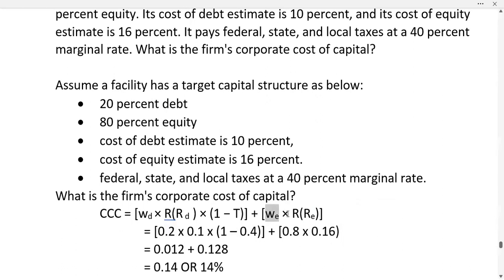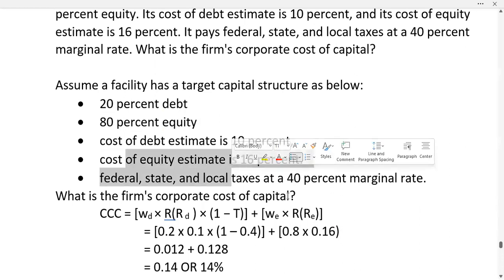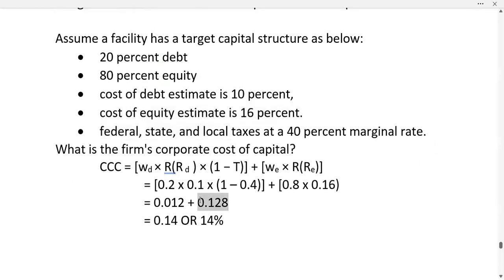On the other side, you add your cost of equity, so that will be 0.8 for 80% equity and 0.16 for your cost of equity estimate. You get 0.128 here. So adding these two up, you get 0.14, or 14%.